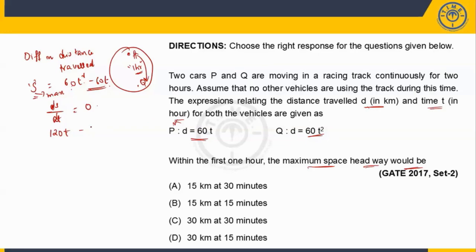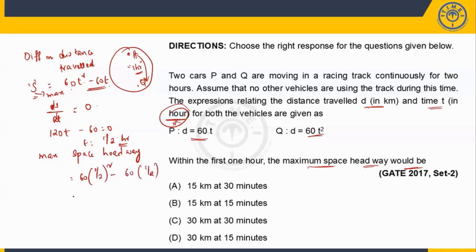t is equal to 1 by 2. It is in hours, yes or no? Yes, sir, because time is in hours. Now, at this t equal to 1 by 2, what is the maximum space headway? Maximum space headway is equal to 60 into 1 by 2 whole square minus 60 into 1 by 2.